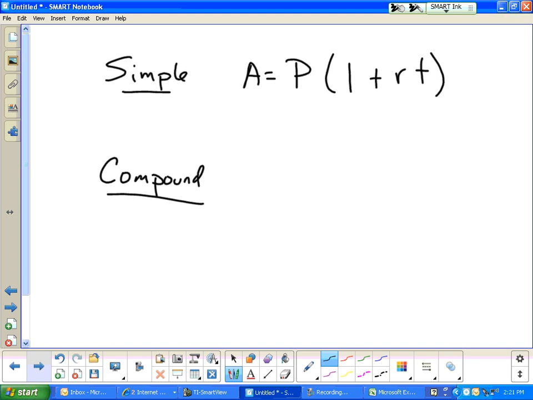Can I use a capital R for rate? You can. They tend to use lowercase r for rate, but you can use capital R if you want. It's whatever you want. We use lowercase t typically.